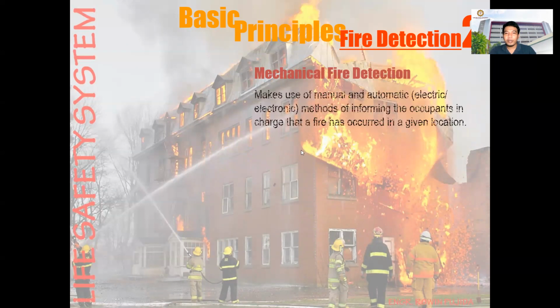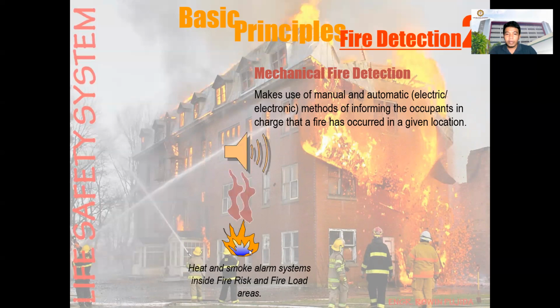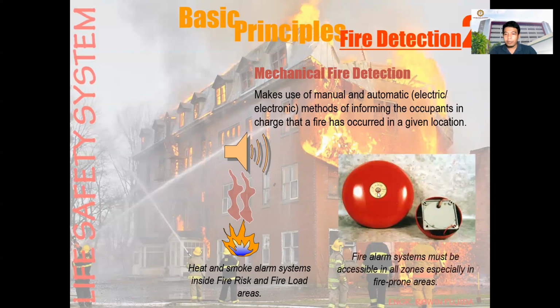So mechanical fire detection. To make use of manual and automatic, electric or electronic methods of informing the occupants in charge that a fire has occurred in a given location. You can have the fire detection, the heat detector, and the smoke detector. Heat and smoke alarm system inside fire risk and fire load area. The fire alarm system must be accessible in all zones, especially in fire-prone areas. So normally, in hospitals, in every room, they have the fire alarm system or the smoke or heat detectors.